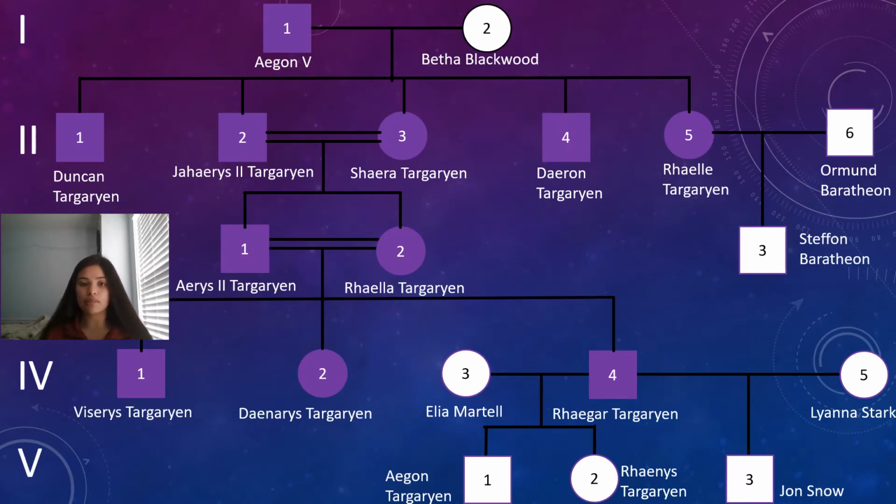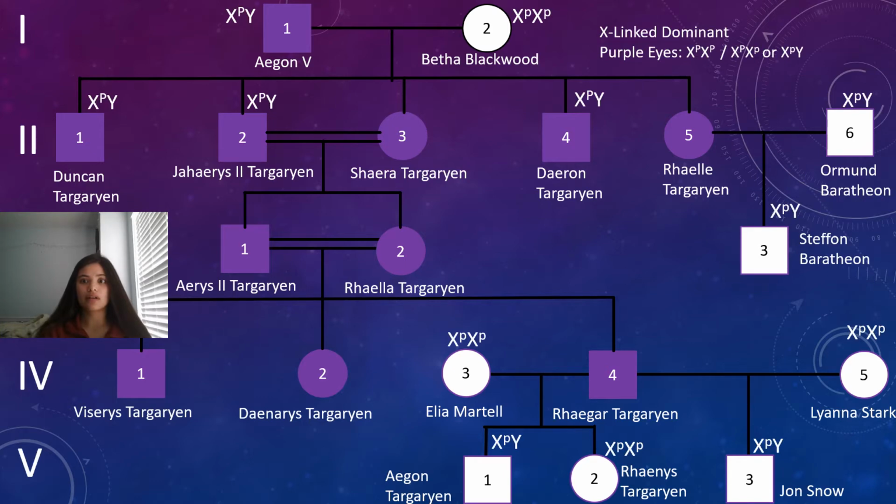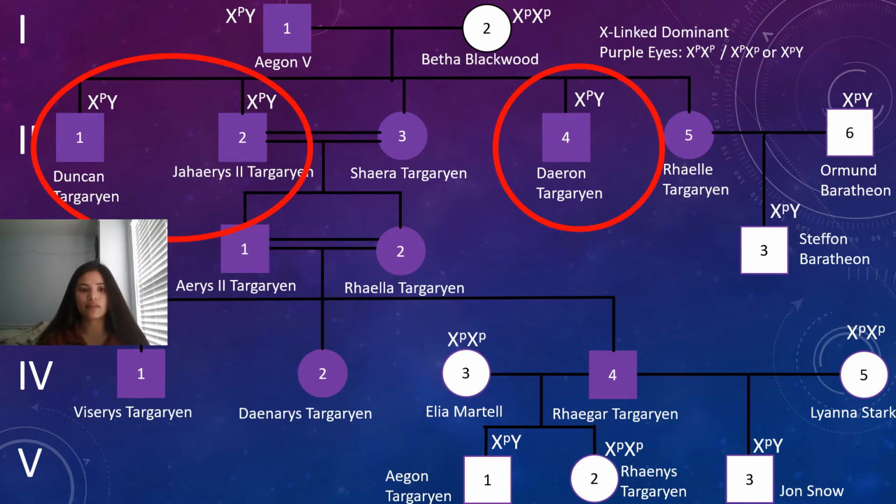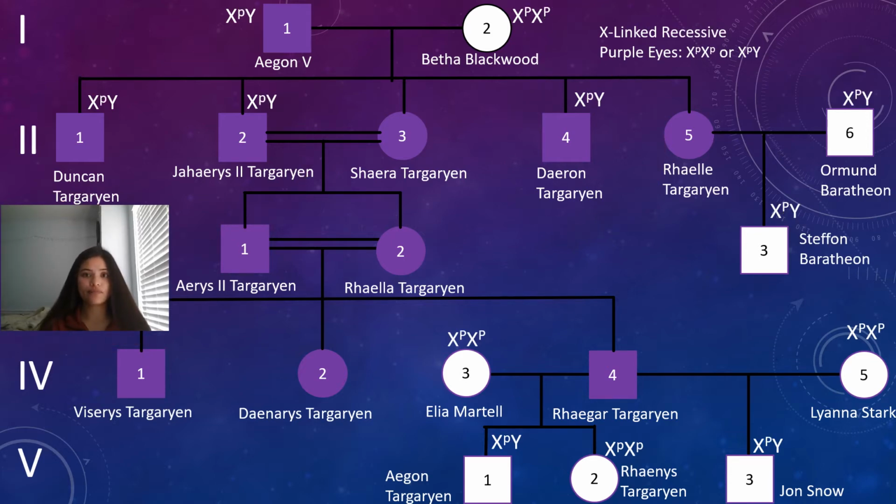Any shapes that are shaded purple means they have purple eyes, and any shapes shaded white means they do not have purple eyes. So I'm starting with X-linked dominant as a possible mode of inheritance, and as you can see here, I started to fill out some of the family tree. But this does not work as a mode of inheritance because once you get to the second generation, the men get their Y chromosome from their father, and they should have an X uppercase P because they have purple eyes, but their mother does not have that. They should have gotten an X lowercase p from their mother, so this does not work.